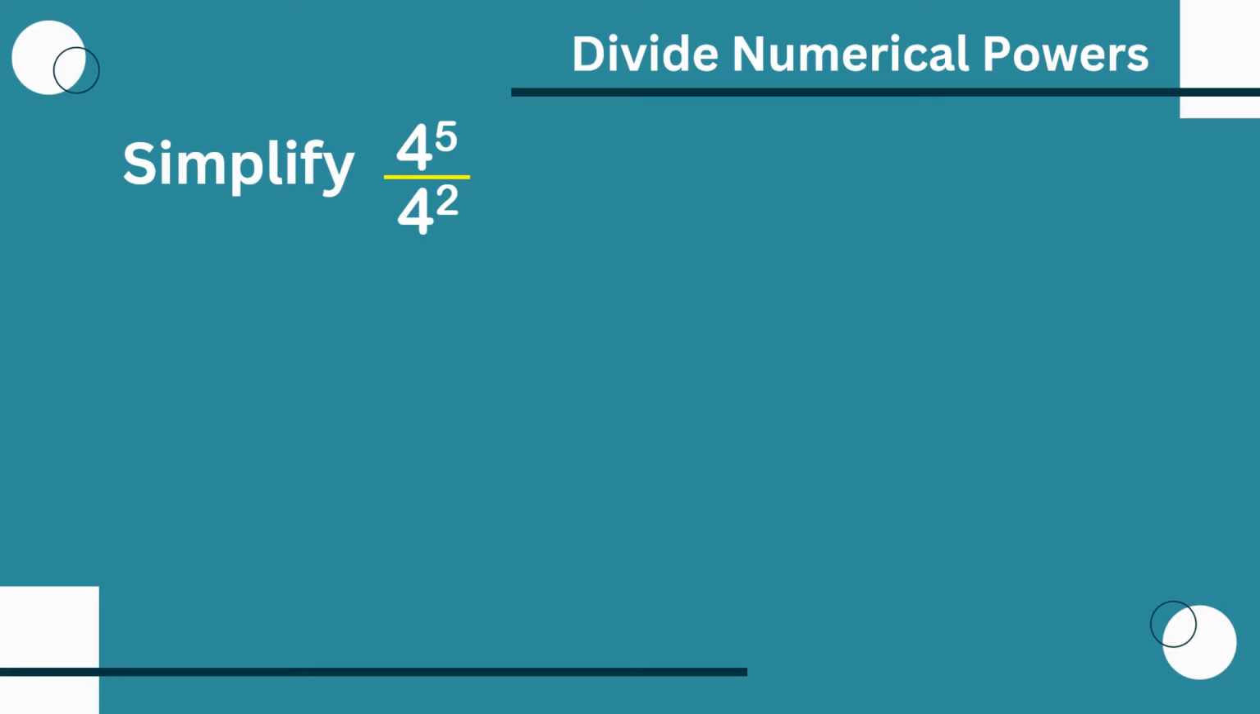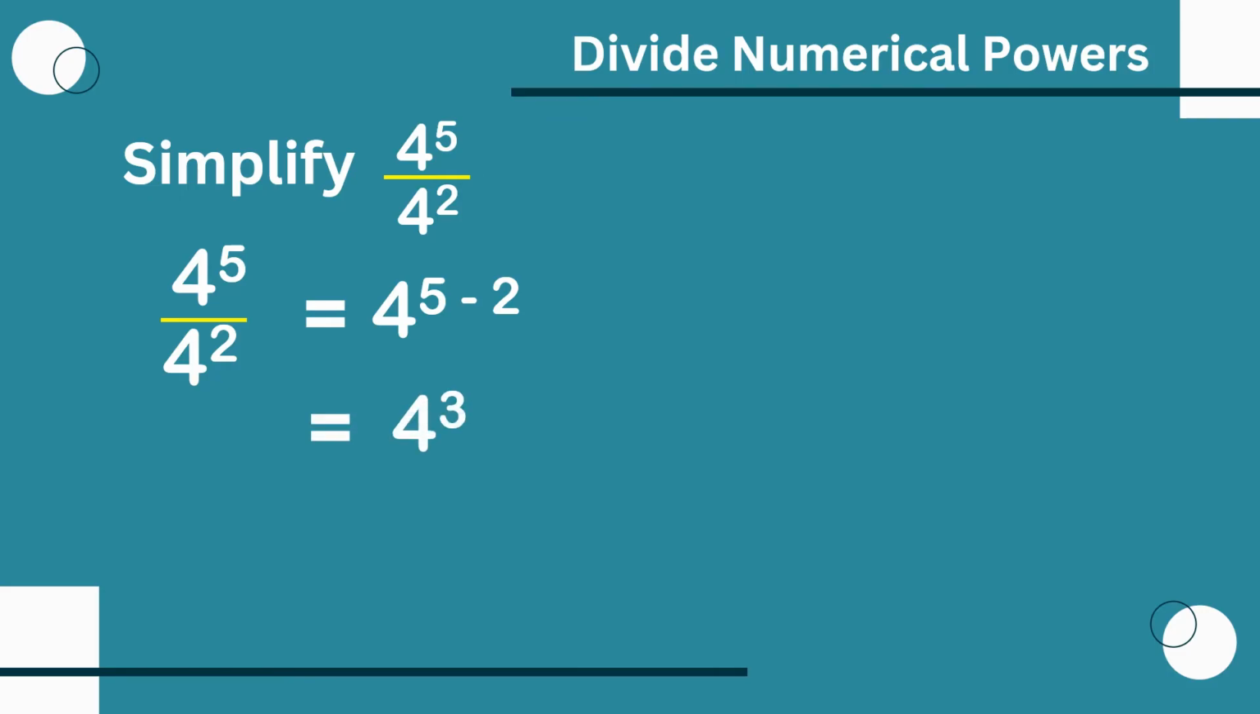As we can see, the bases are the same, so we're going to subtract the powers. So, 4 raised to the exponent of 5 minus 2. 5 minus 2 is equal to 3. So, we have 4 raised to the exponent of 3. Then, let's simplify. 4 raised to the exponent of 3 is equal to 4 times 4, which is equal to 16, times 4, which is equal to 64. And this is our final answer.